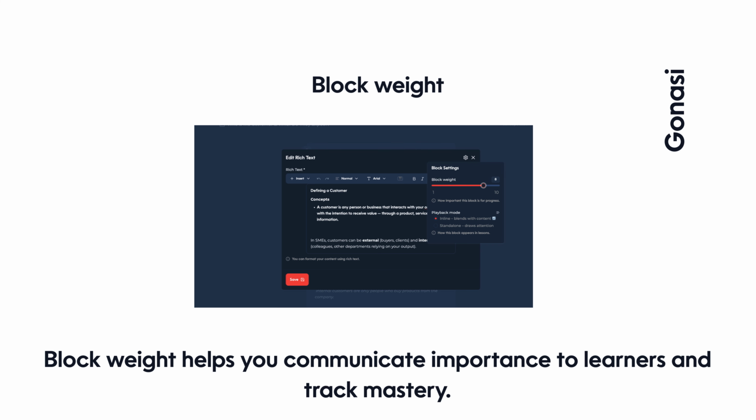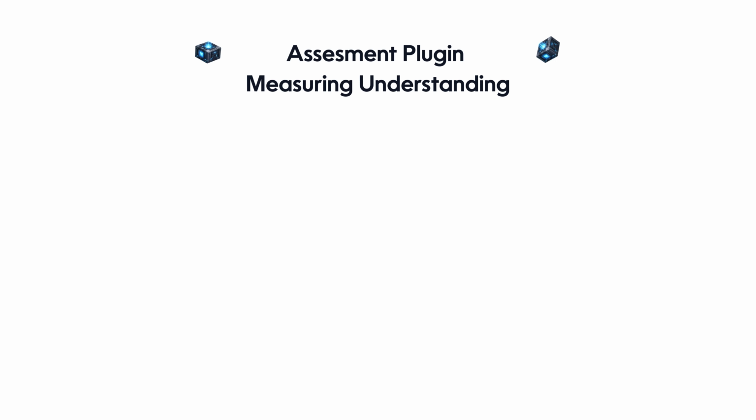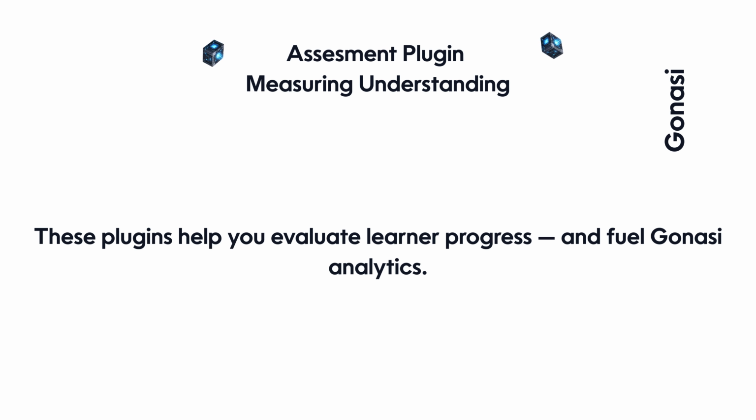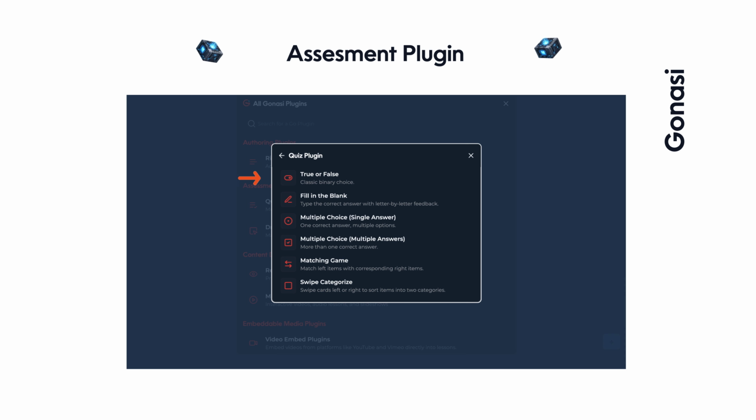Let's move to the second plugin, which is the assessment plugin. This is normally used to measure understanding. The assessment plugin helps you evaluate learners' progress and fuel Gonasi analytics. So this is basically the different plugins under assessment that we have. There is the true and false, which is just a binary knowledge check, and the scenario: a compliance course asks, safety goggles are required in the lab areas. Is it true or false?